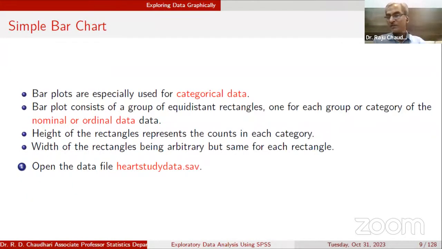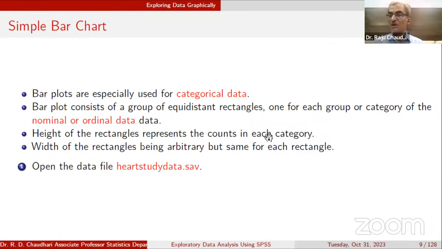What is a simple bar chart? You know the simple bar chart? It is specifically used when we have categorical data. When we say categorical, meaning either nominal or ordinal type data, then we can use a simple bar chart. Now this is all about how it is plotted. The plot consists of a group of equidistant rectangles, one for each group or category of the nominal or ordinal variable. The height of the rectangle represents the count in each category.